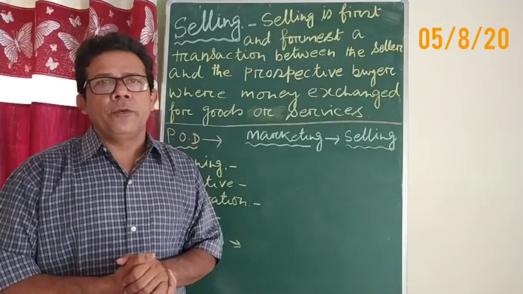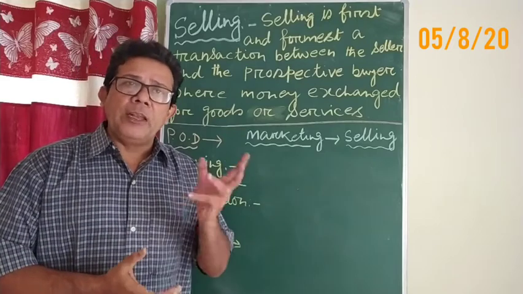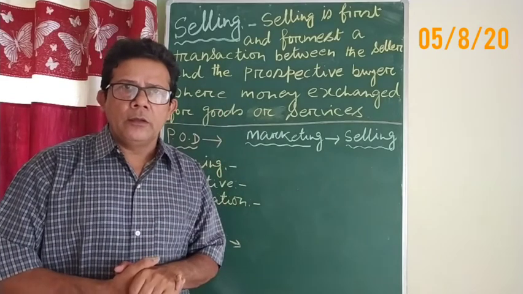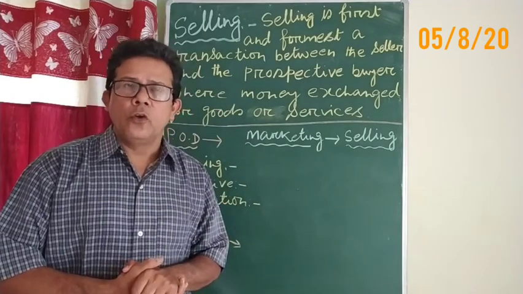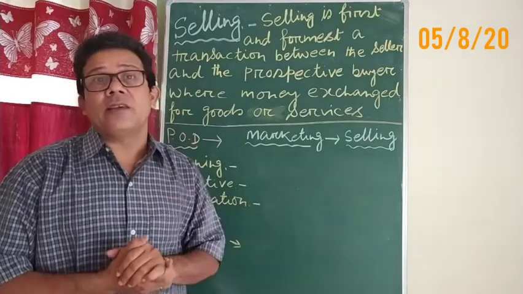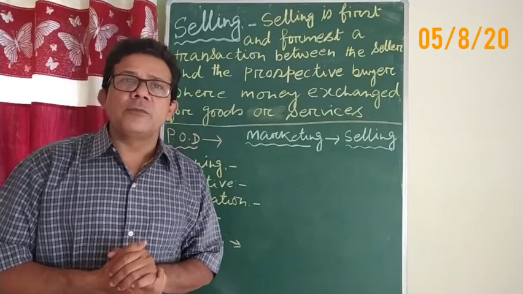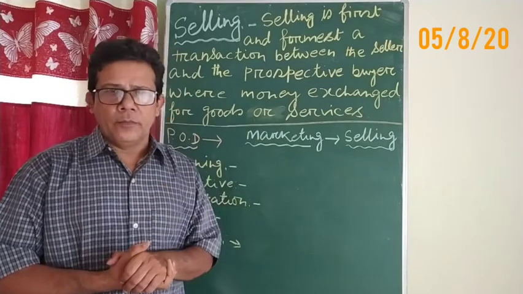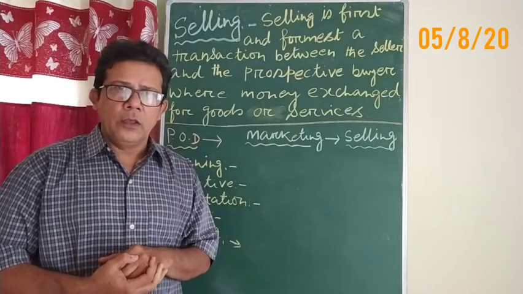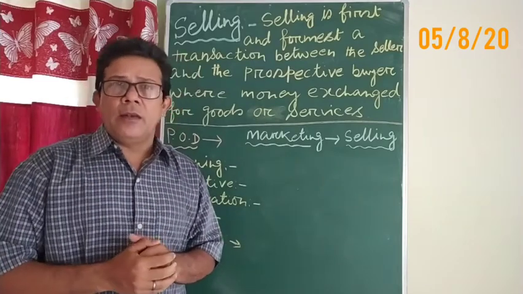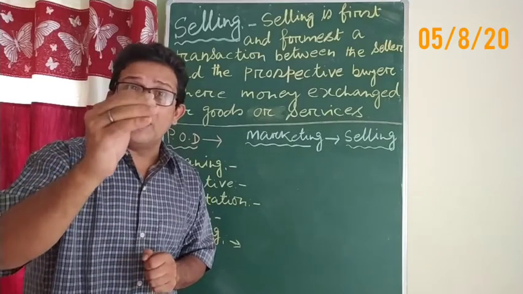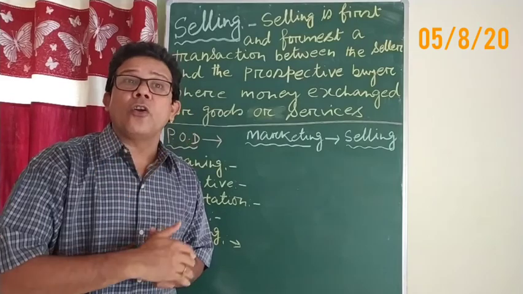You think yourself, you have been to Poonam Bhaiya's canteen. Now who is Poonam Bhaiya? Poonam Bhaiya is the seller. Who are you? You are the buyer. So when you go to Poonam Bhaiya's canteen and you ask for something, you must have been there and you asked Poonam Bhaiya, give me a pen. Poonam Bhaiya must have given you the pen.